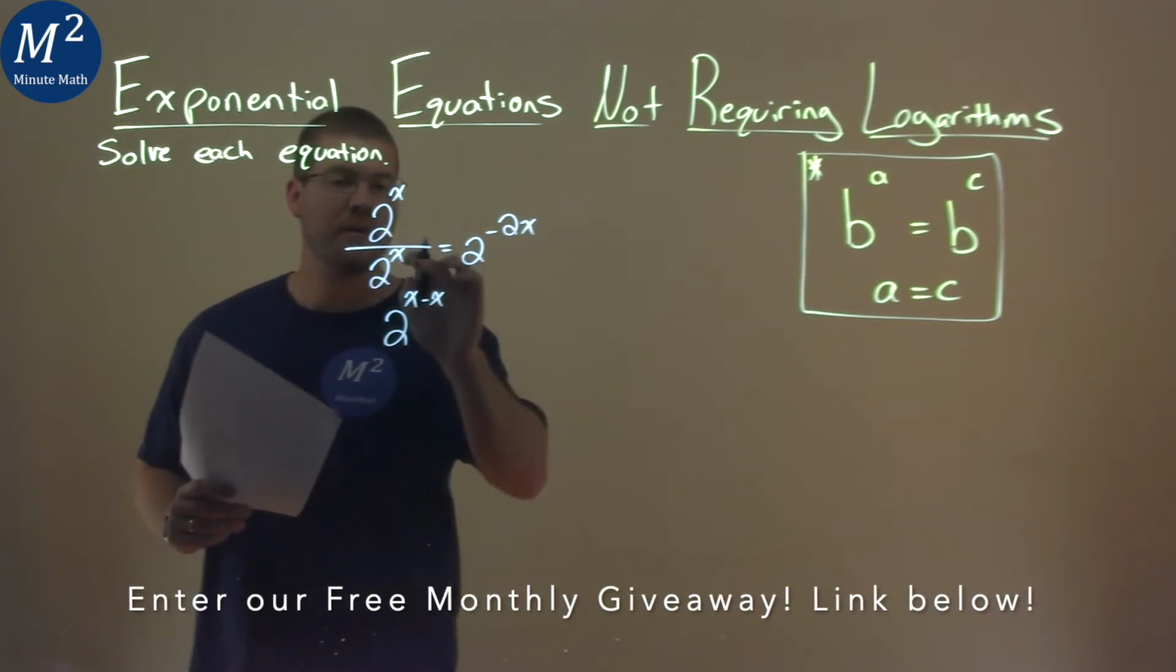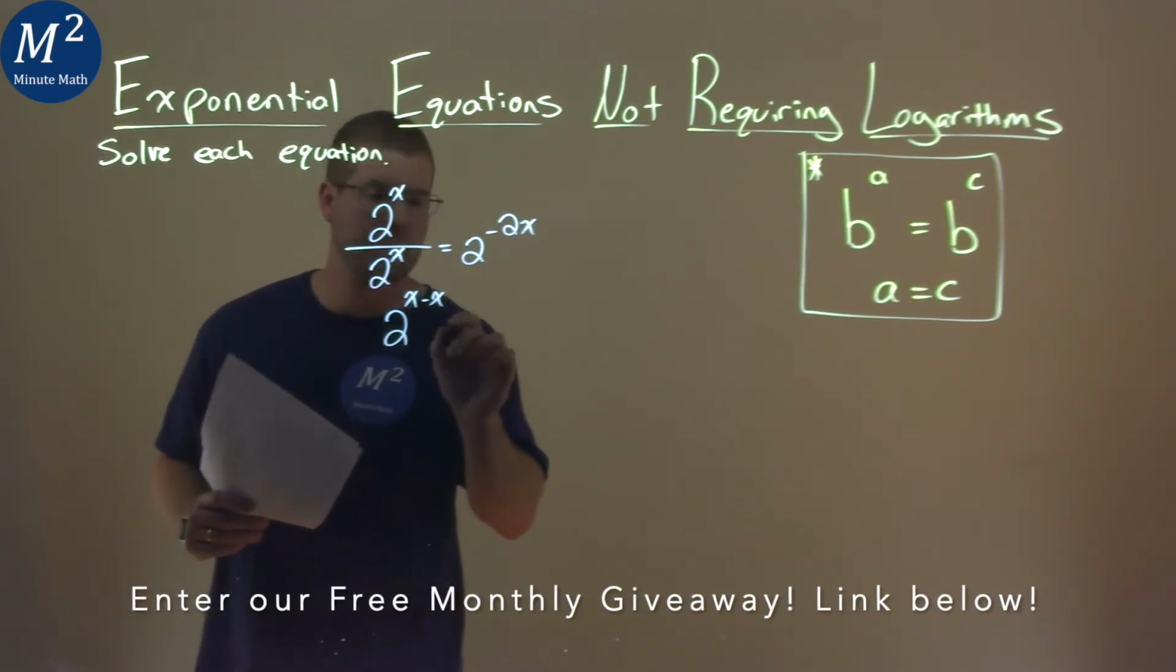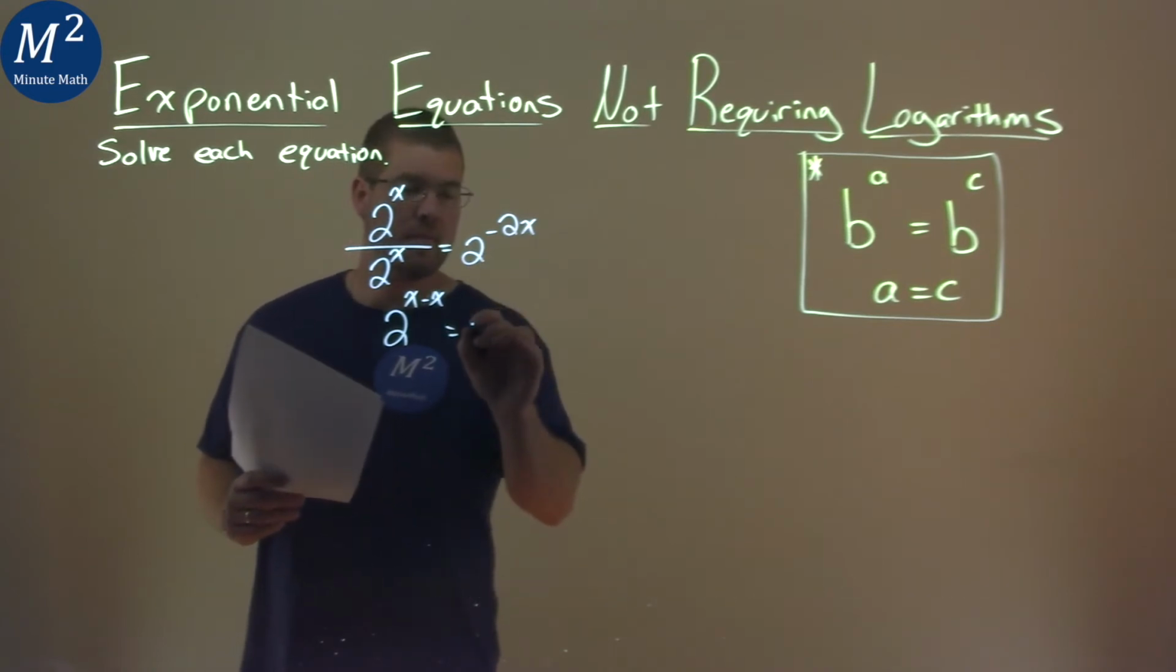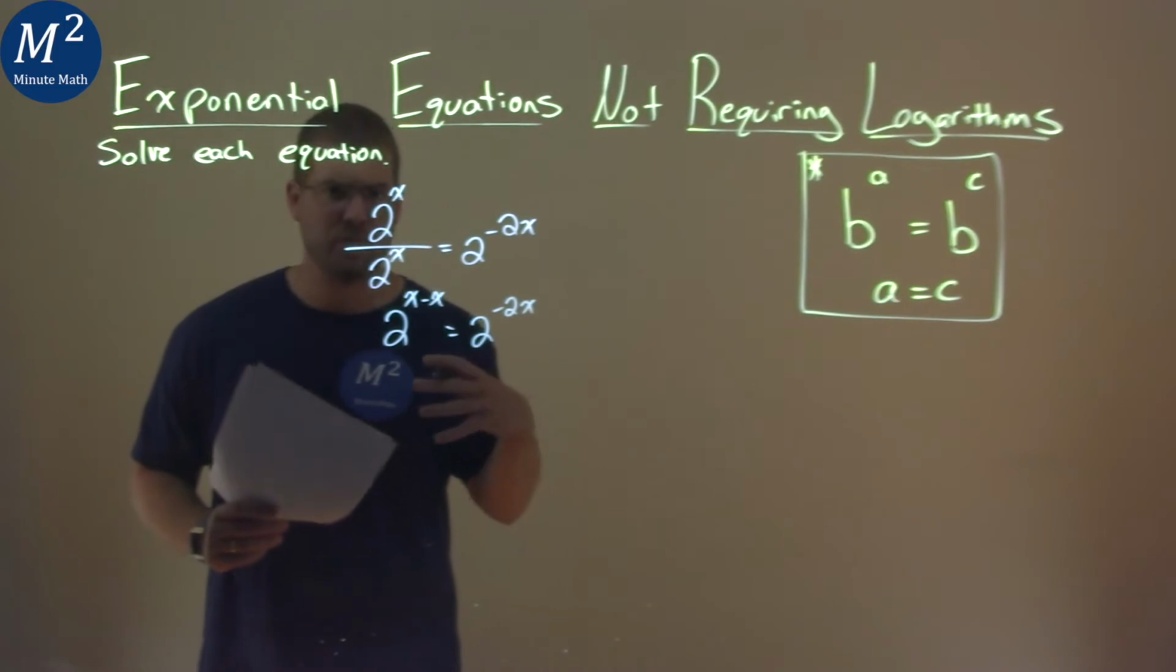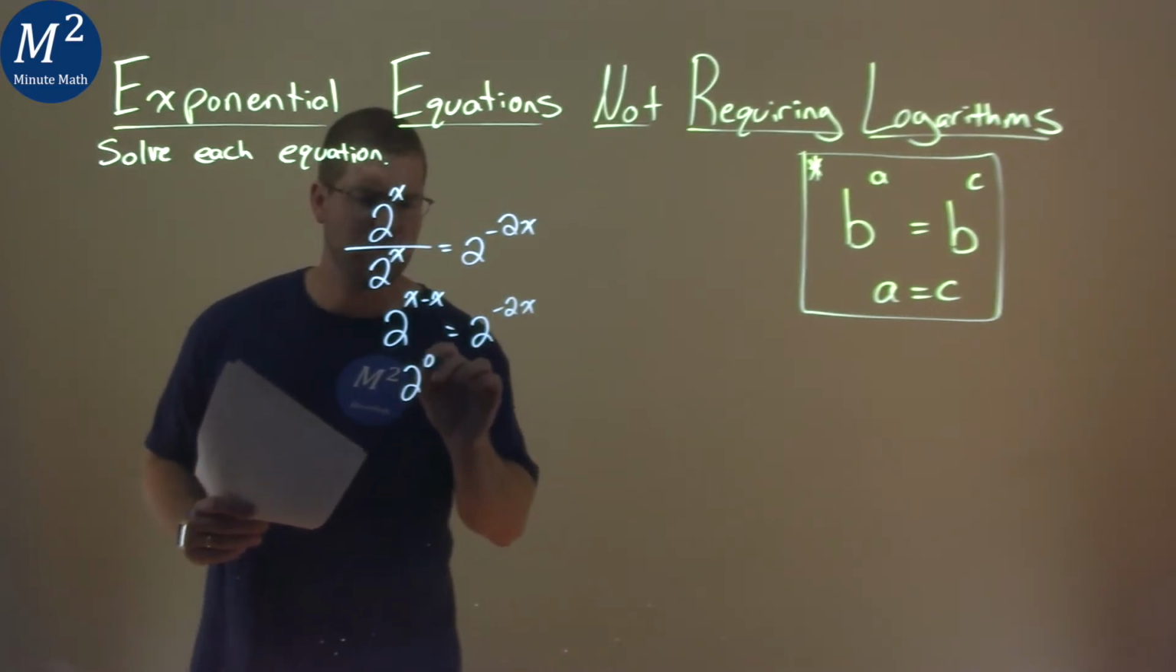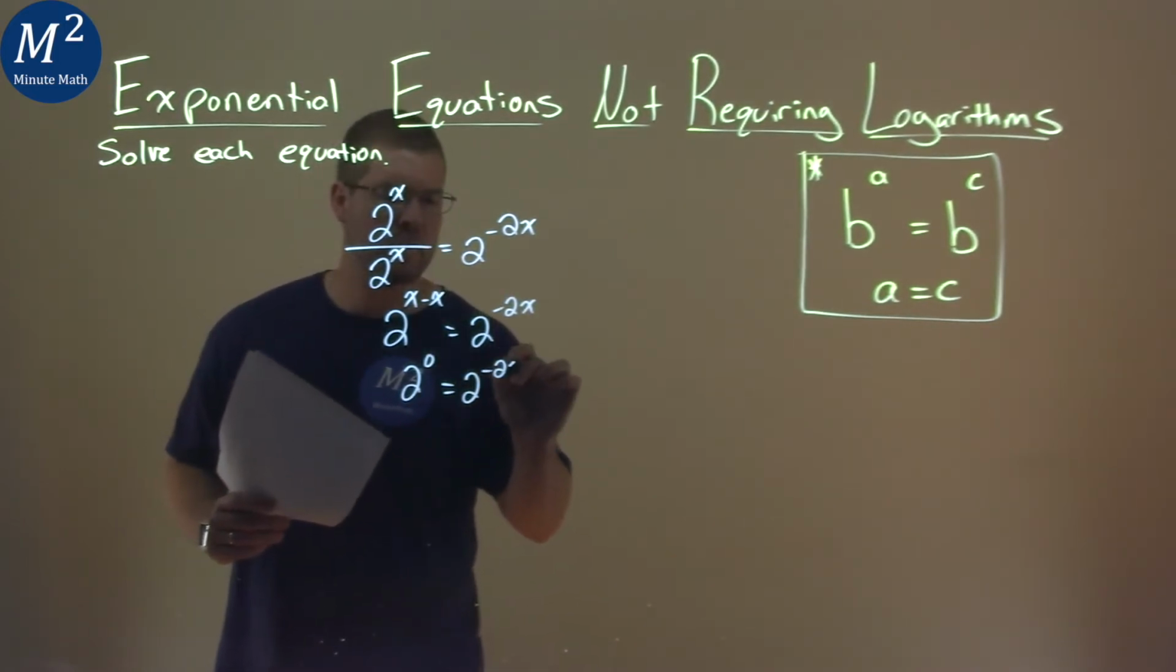So we subtract the exponents here when the bases are the same. The right-hand side stays the same, 2 to the negative 2x power. Well, x minus x is just 0. So we have 2 to the 0 power equals 2 to the negative 2x power.